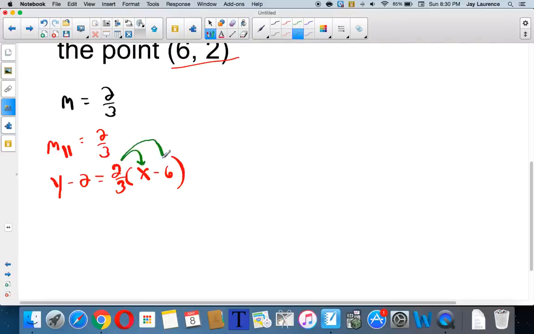So first I'll distribute, right? And so I'll have y minus 2. That'll equal 2/3 x minus, and 2/3 of 6 should be 4, right?